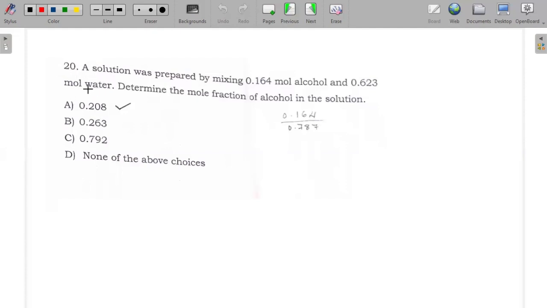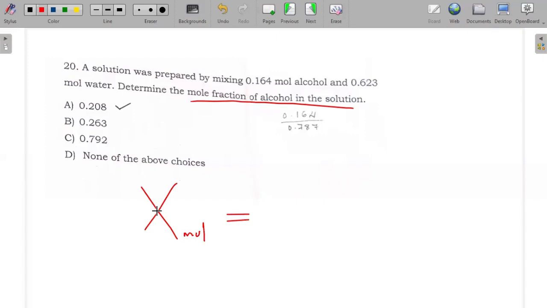They're saying a solution was prepared by mixing 0.164 moles of alcohol and 0.623 moles of water. And then they're saying determine the mole fraction of alcohol. So mole fraction of alcohol is equal to, so here we have 2 solutions, the alcohol and the water.